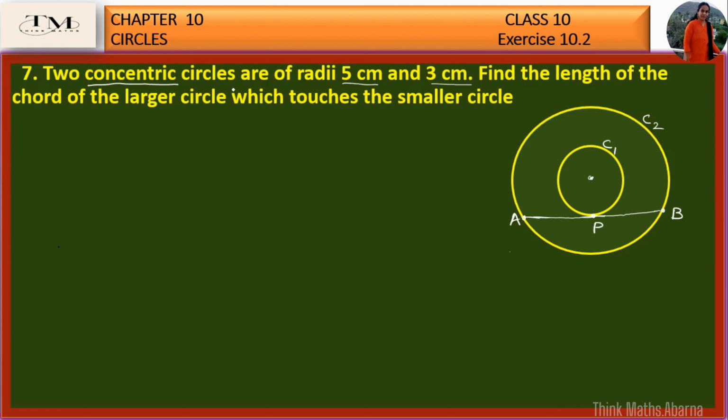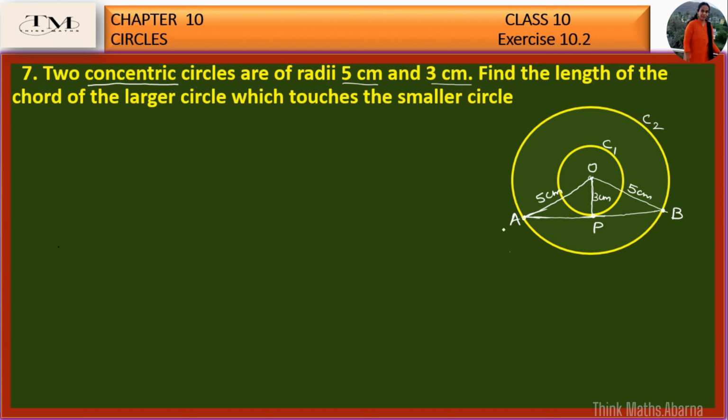Now what do we have? Two concentric circles, where the bigger circle has radius 5 centimeter. The center is O. From the center to a point on the circle, it is the radius. So OA will be 5 centimeter, and also OB will be 5 centimeter. Next, the smaller circle has radius 3 centimeter. We can join OP. O is the center, P is a point on the small circle, so OP will be 3 centimeter.